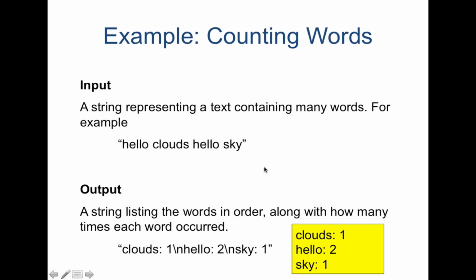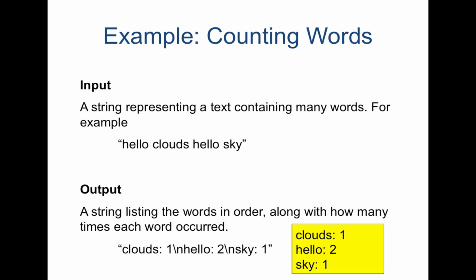So here's an example where the input is some string and we want to create a table in alphabetical order listing the word counts. There's 1 occurrence of clouds, 2 of hello, 1 of sky. And if we viewed this table just as a raw string, that's what it would look like with newline characters in it. So that's a specification of the input and the output for this example, word counting.